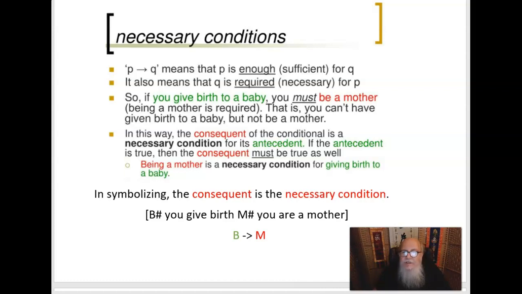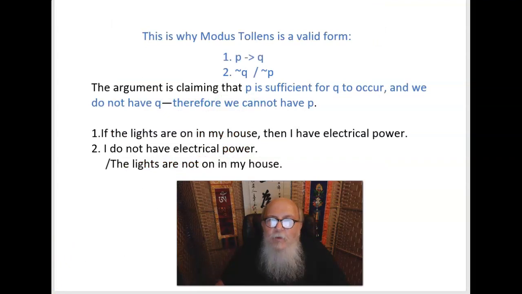Being a mother is a necessary condition for giving birth to a baby. So in symbolizing, the consequent is the necessary condition. And so we have if B, then M. Now, this can help us think about why modus tollens is a valid form. Modus tollens says if P, then Q, not Q, therefore not P.